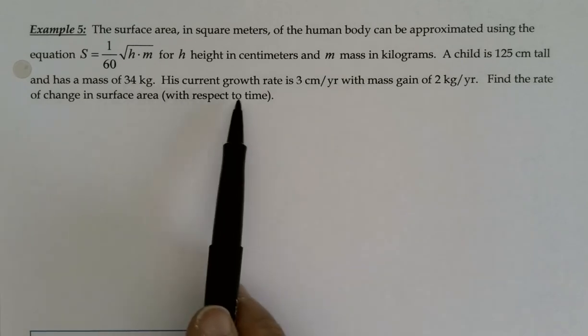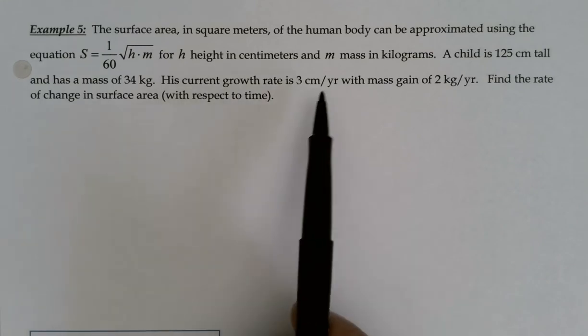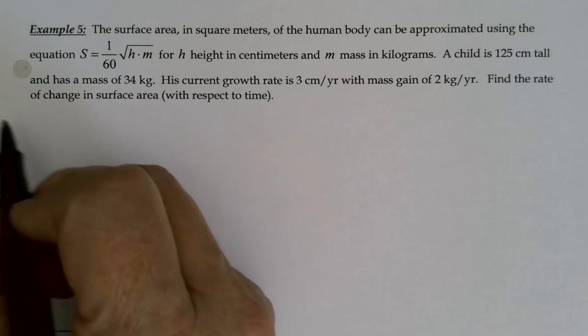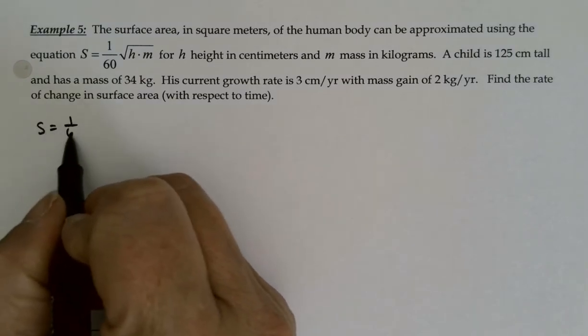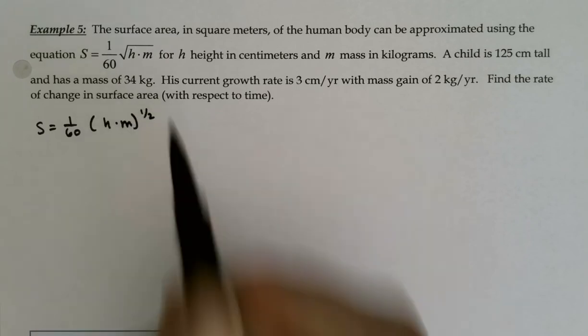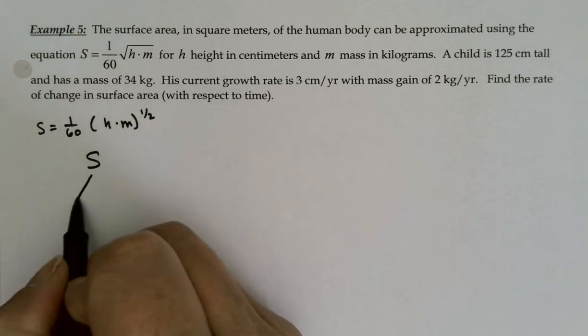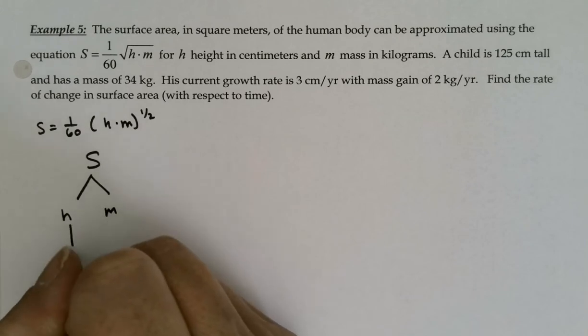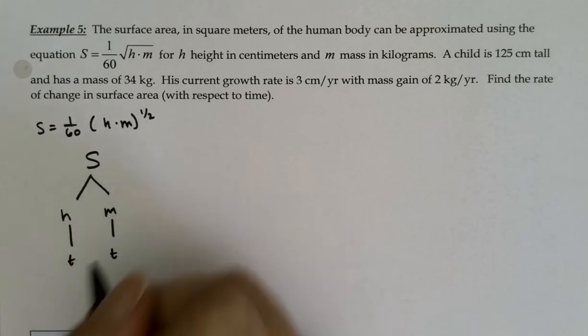I just put this in parentheses. That, of course, would mean with respect to time, because both of these are taking place over years, so it would have to be time. So let me rewrite the equation here. So it's h times m to the 1/2 power. And that S is dependent upon two variables, h and m, which are each in turn dependent upon time.